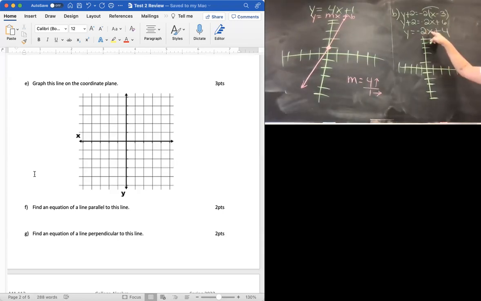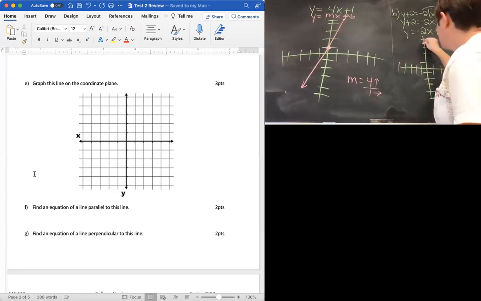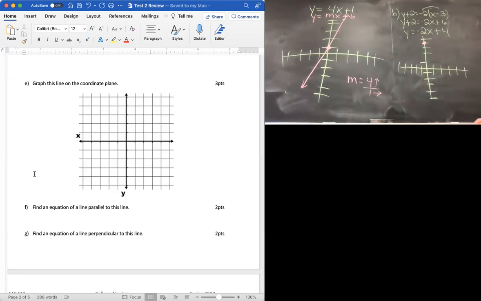So y equals -2x plus 4. That tells me that my y-intercept is at +4. And then my slope is -2. That's -2 over 1. So that means I go down 2 and to the right 1. So I go down 2 and to the right 1. And then I connect those points. And there's the equation of my line.